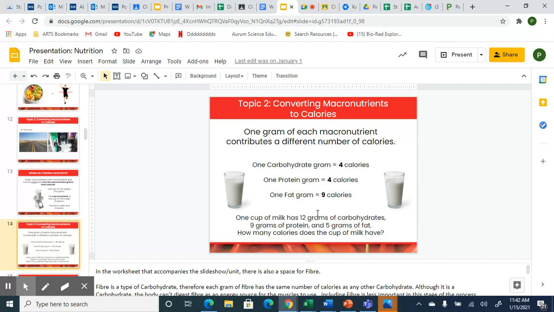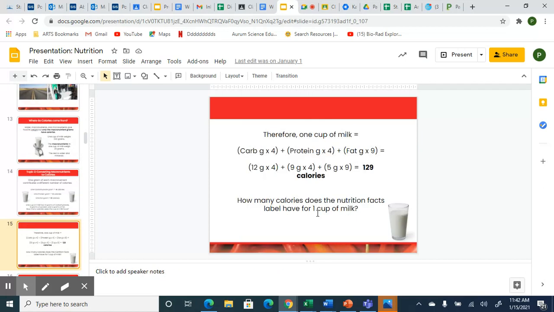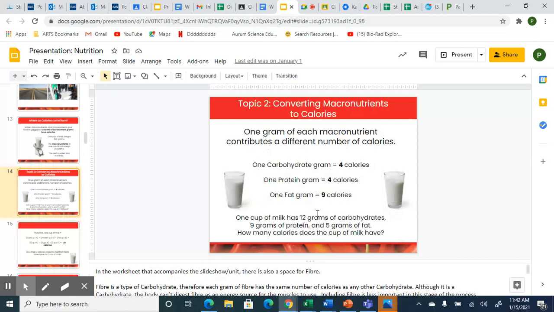I got to write this down to keep track. Let me see what the next slide says. Yeah, I'm doing this right. So let's follow along here. As I say, you need a piece of paper. So 12 times 4, 9 times 4, and 5 times 9. So we have 48. Who's good at multiplication?